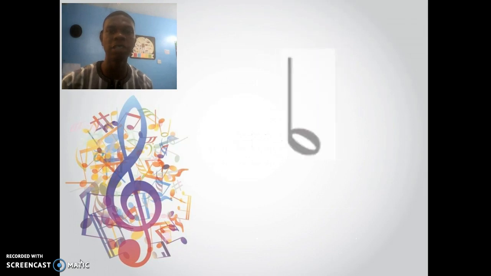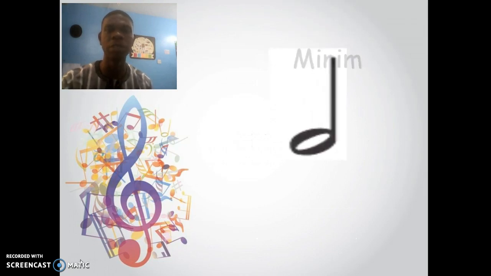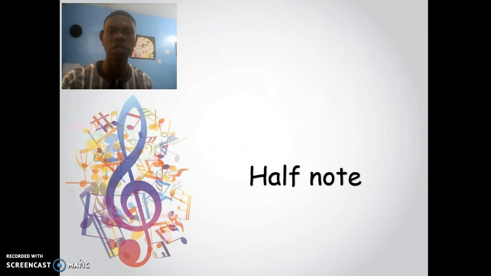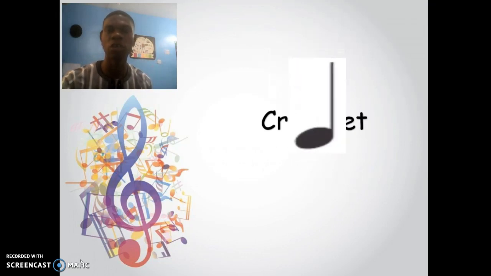The next note is minim note. Minim note is called half note. It's called what? Half note. So it is half note because it is a half of semi-brief. So minim note is called half note and it's still 2 beats. 2 beats. Half notes.